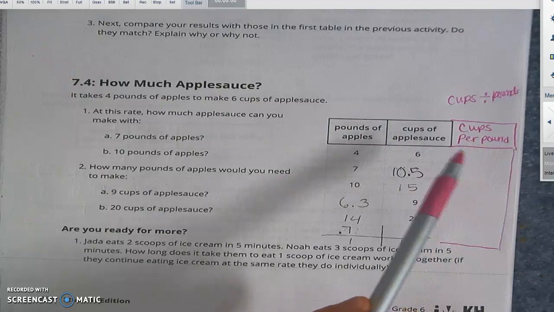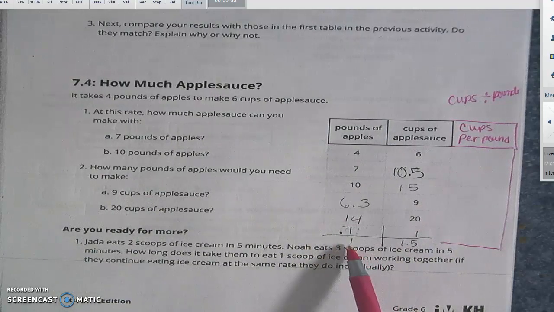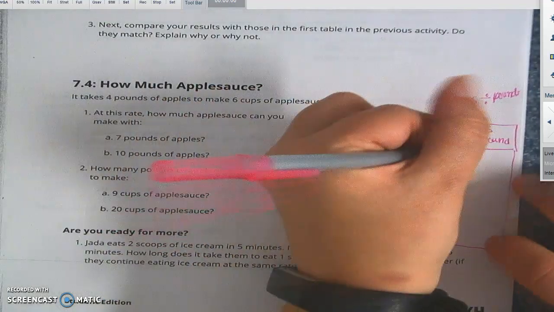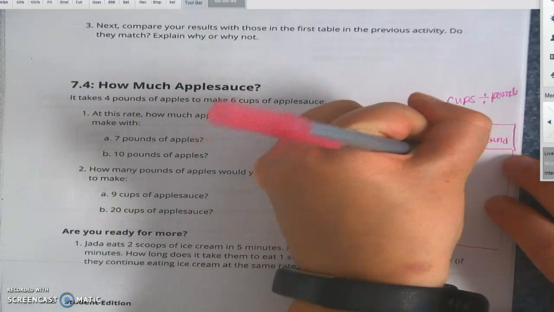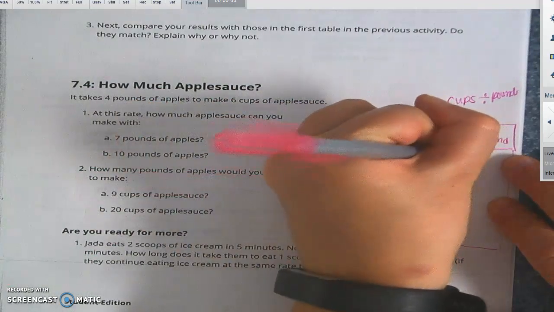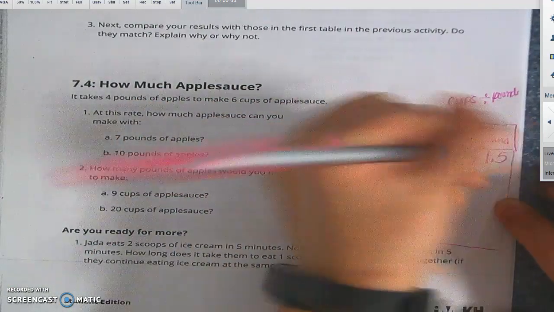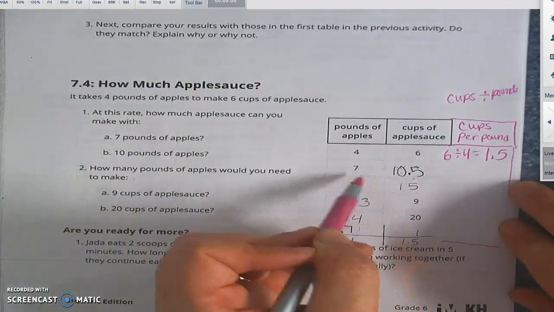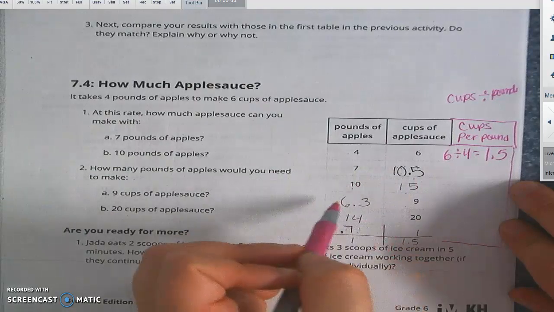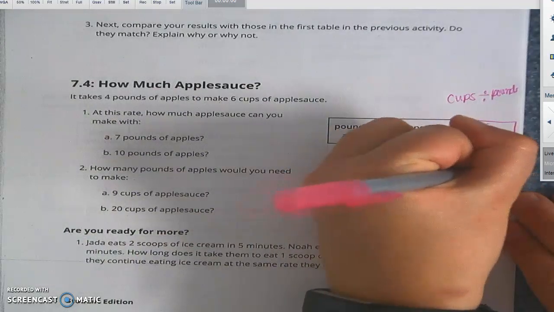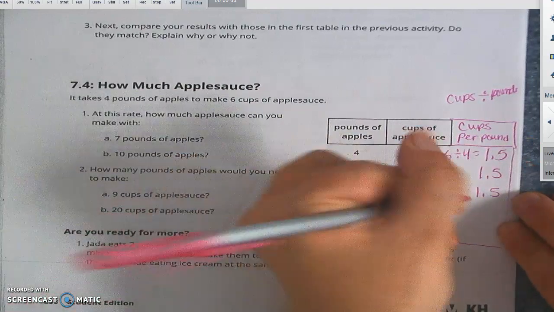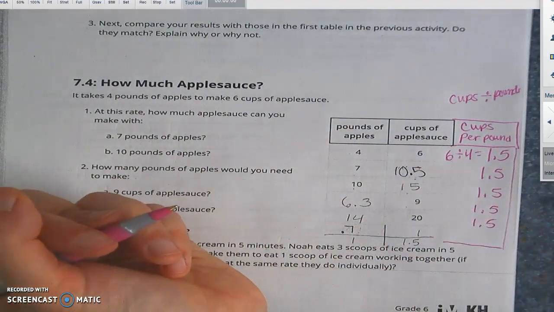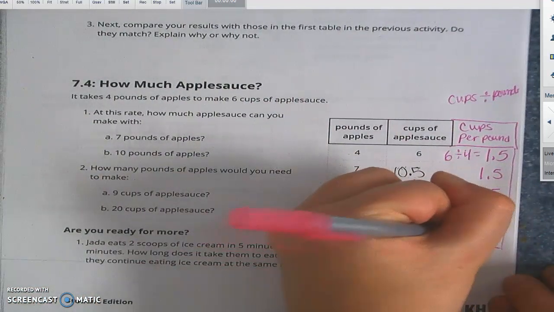So I'm finding how many cups for 1 pound, which I have that information down here, but we're going to write it out anyways. So 6 cups divided by 4 pounds gives us 1.5. And we could go through and write out 10.5 divided by 7, 15 divided by 10, 9 divided by 6, and so on. I'm just going to go through and fill out 1.5, 1.5, 1.5. Pretend that that matches up with my table. It's beautiful.